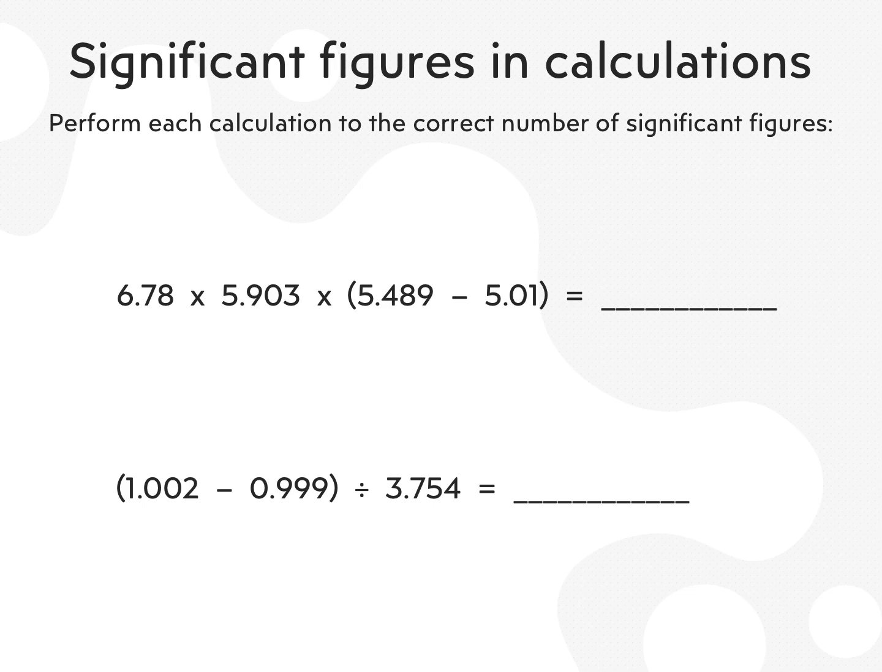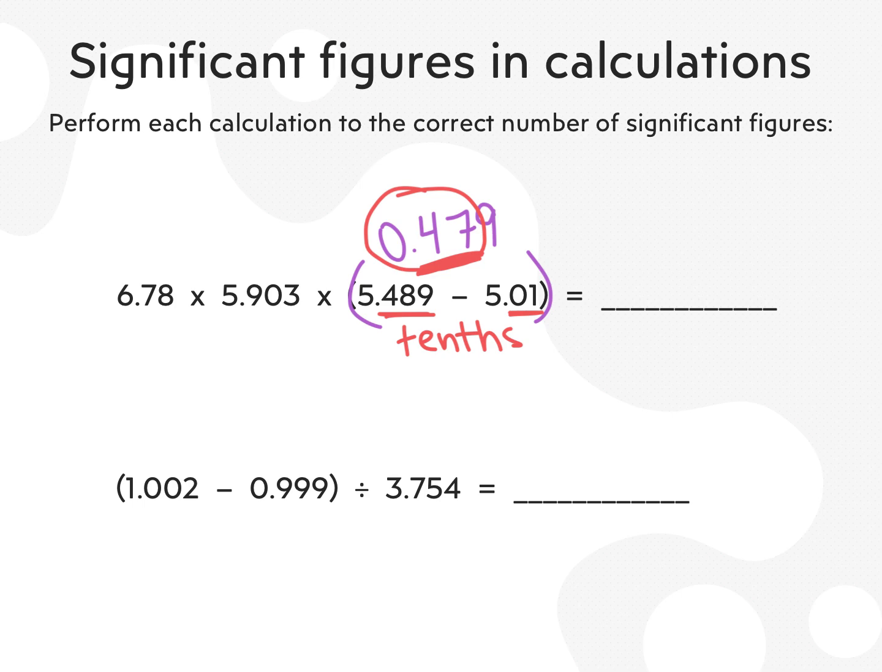We're going to start with order of operations, that is 5.489 minus 5.01 gives me 0.479. The rule of thumb we're looking at here, this is addition subtraction. So we are looking at places past the decimal. This goes to the thousandths, this goes to the tenths. So my answer here is going to round to the tenths place. That's 0.5, to the tenths place.